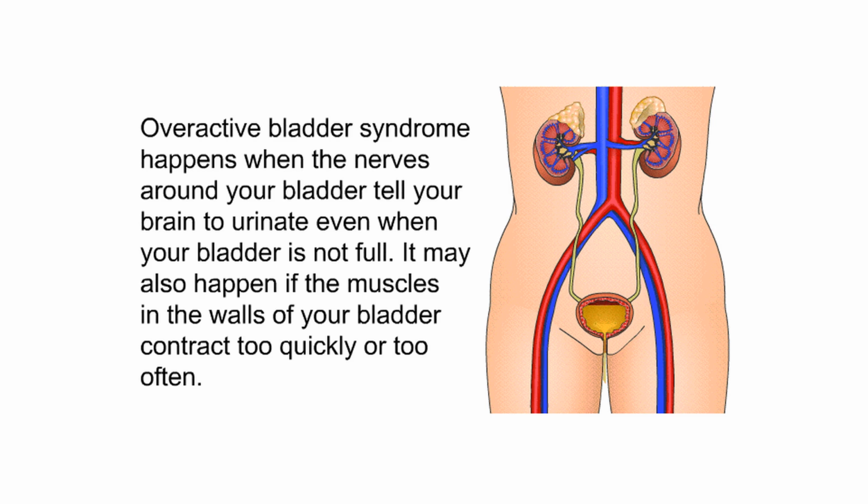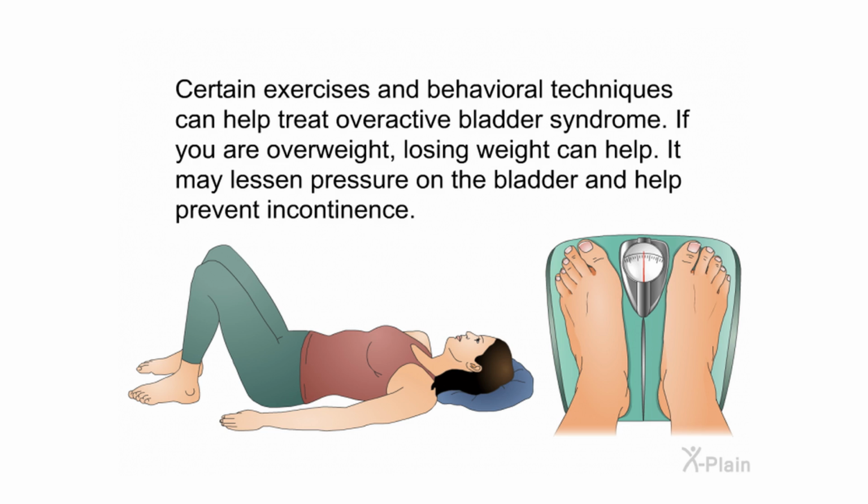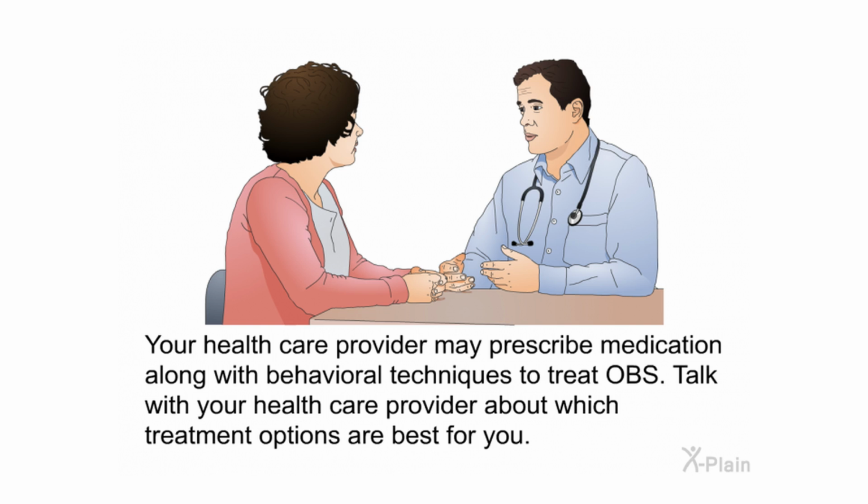Overactive bladder syndrome happens when the nerves around your bladder tell your brain to urinate even when your bladder is not full. It may also happen if the muscles in the walls of your bladder contract too quickly or too often. Certain exercises and behavioral techniques can help treat overactive bladder syndrome. If you are overweight, losing weight can help. It may lessen pressure on the bladder and help prevent incontinence. Your healthcare provider may prescribe medication along with behavioral techniques to treat OBS. Talk with your healthcare provider about which treatment options are best for you.